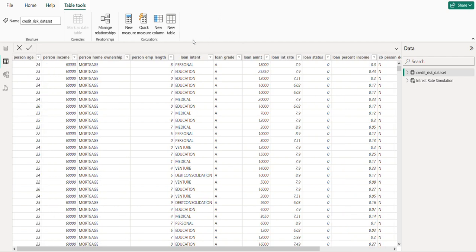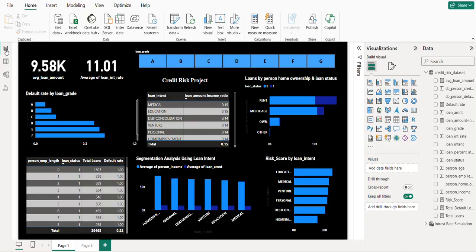Now let's start with the analysis part. First, we have key metrics: the average loan amount is almost 9.5k, and the average loan interest rate is 11% over all the loans. Then we have to find out the default rate. For finding out the default rate, we have to find out the total default loans and the total loans. For that we have used DAX.